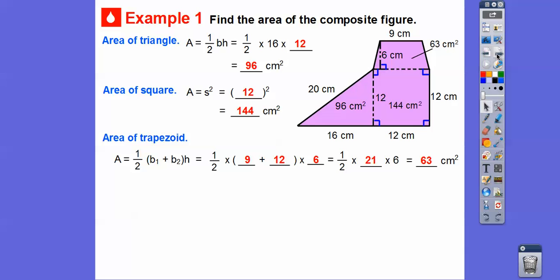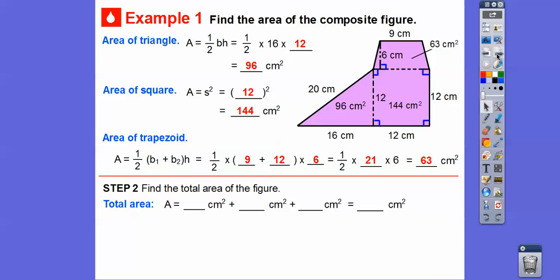So that's 63. So we'll find the total area by adding all the pieces together right there. So the 96 for this, the 144 for the square, and then the 63 up there for that trapezoid. And when we add all those together, we get 303 and it's centimeters squared. Remember, area is always square units. So whatever the units are, don't forget to end it in square units. My high school students still forget to do that. They'll just put 303. Well, if it's an area question, it's always square units, so 303 centimeters squared. So the composite figure is 303 centimeters squared.